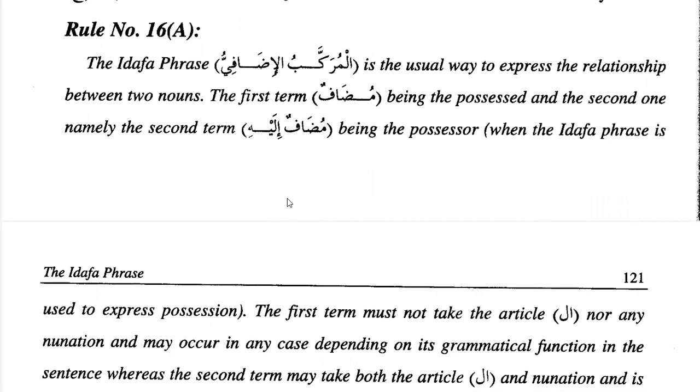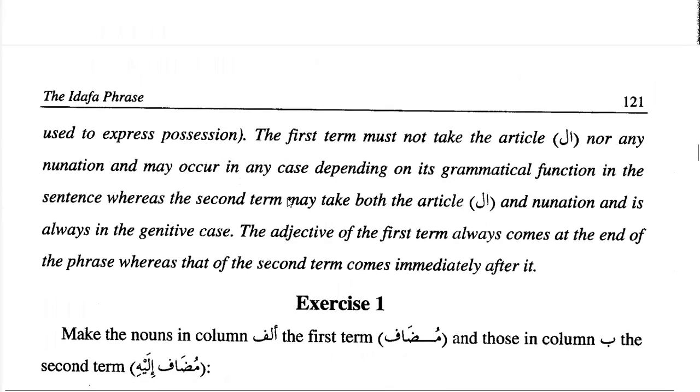Rule number 16 is the Idafa phrase, al-murakkab al-idafi, the usual way to express the relationship between two nouns. The first term, mudaf, being the possessor, and the second one, mudaf ilayh, being the possessed, when the idafa phrase is used to express possession. The first term must not take the article al nor any tanween, and may occur in any case depending on its grammatical function in the sentence.